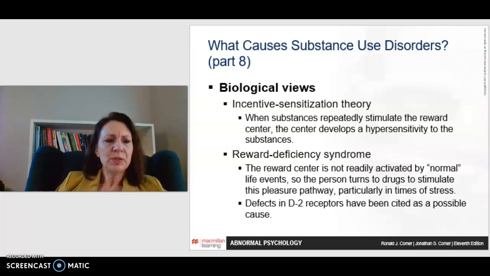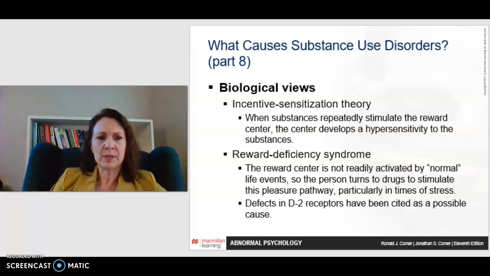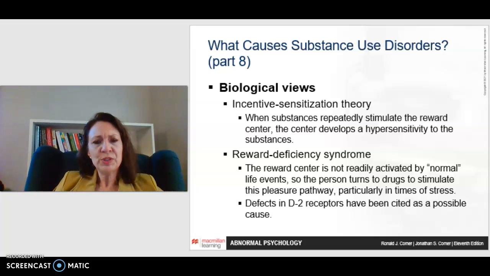And also in the biological view, we have incentive sensitization theory. When substances repeatedly stimulate the reward center, the center develops a hypersensitivity to the substances. And then reward deficiency syndrome says that the reward center is not readily activated by normal life events, so the person turns to drugs to get stimulation.